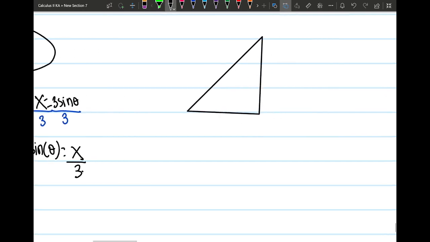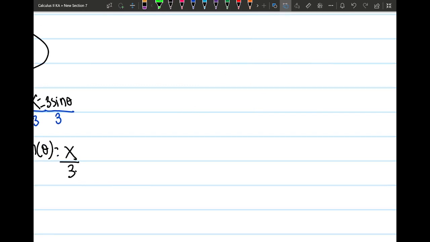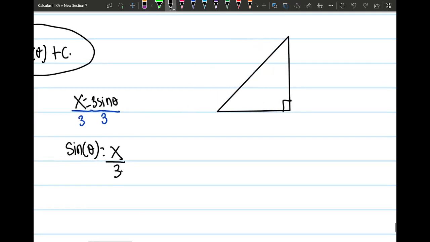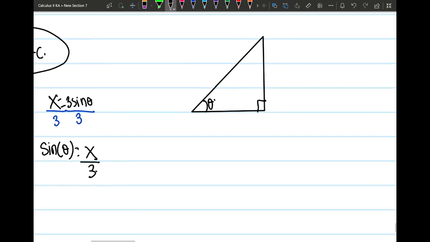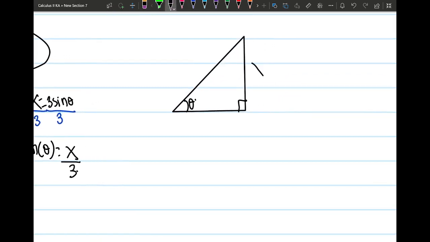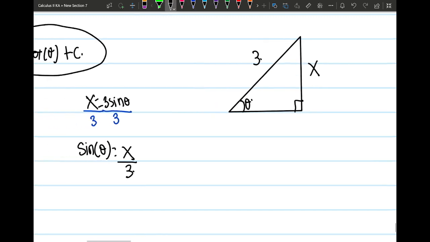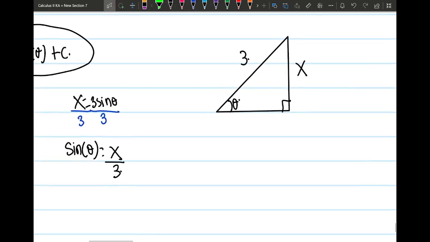if I make a right triangle, it doesn't look like a right triangle, but let's see. Something like this. And I say that here is theta. I know that sine of theta is x over 3. That's going to be opposite over hypotenuse. So whenever we have right triangle trigonometry, we need to remember what sine of theta is in terms of the triangle.